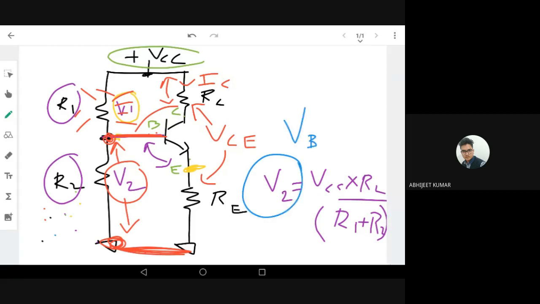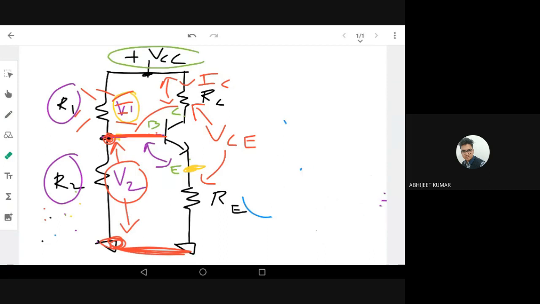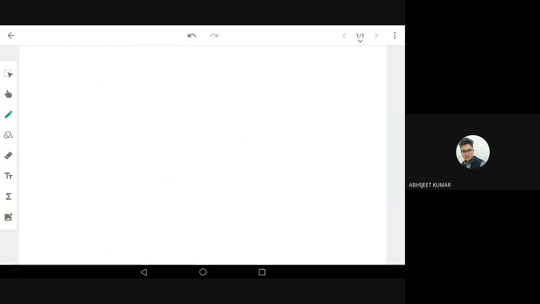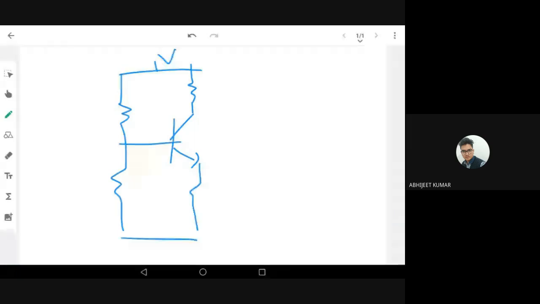So what we are trying to do is simplify the voltage divider circuit. Maybe it is confusing, so I'll just try again. Very simple: two resistances, then the transistor, again RC and RE. So this is voltage divider bias, and my one voltage source is VCC. These are the names of the resistances: this is R1, this is R2, this is as usual RC, this is RE. And ground is here. So this is my voltage divider.